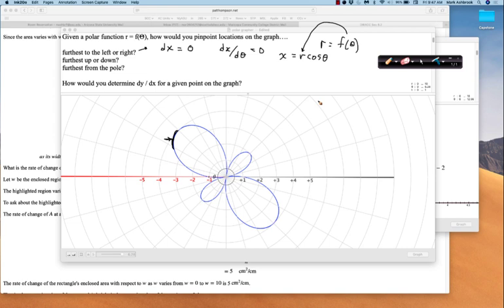Okay, I want furthest up or down now, like locally high points or low points. So same thing, but now dy d theta. And then we did an example like that last time, I think, right?